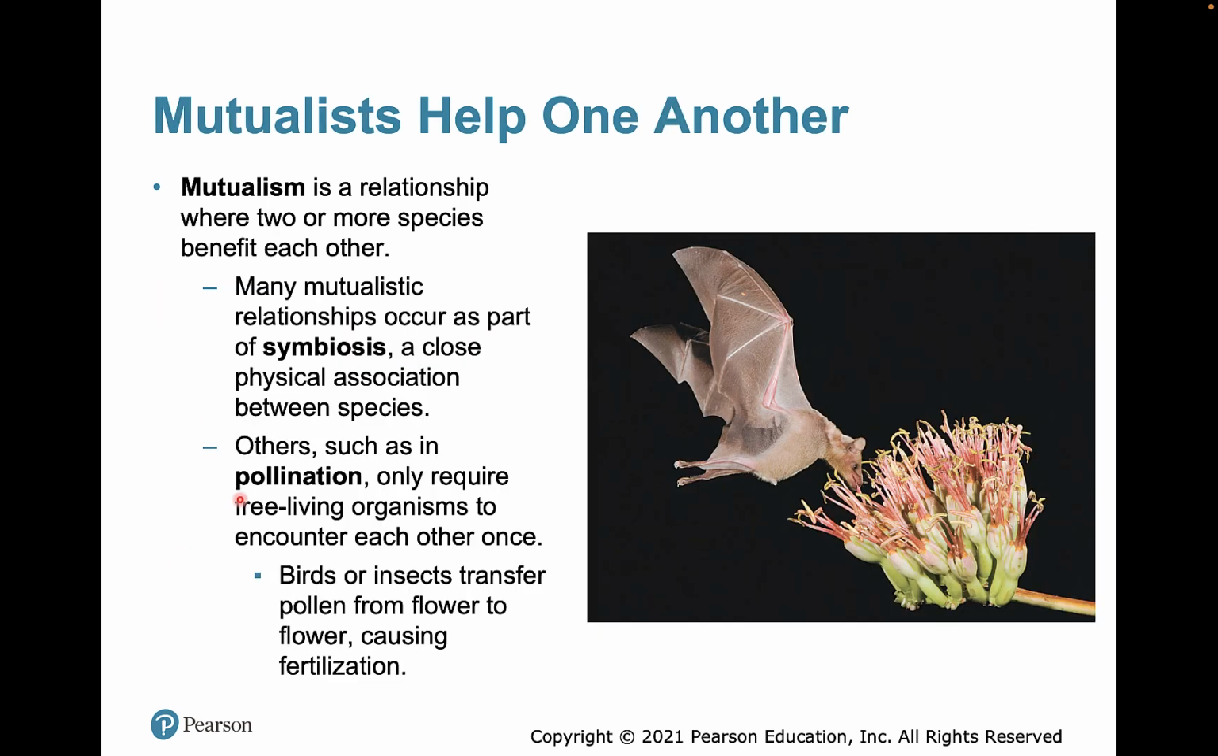Another way of dealing with feeding relationships is mutualism. Mutualism is where 2 or more species live closely together and both of them benefit. Some of them are symbiotic, which is when there's a close physical association between species. You can talk about coral, right?